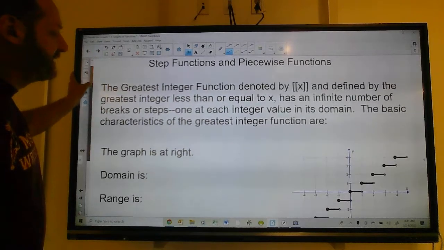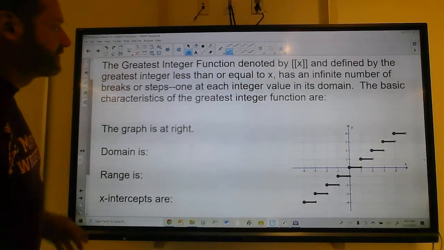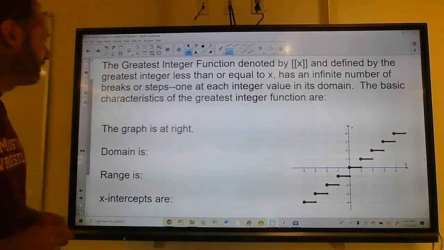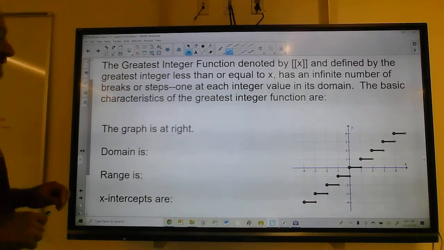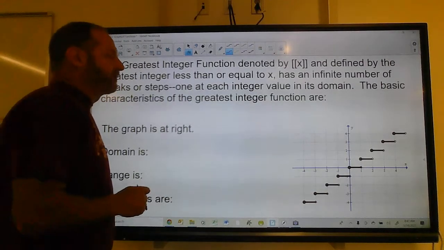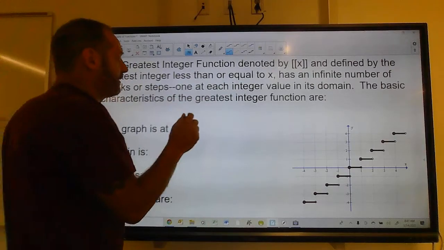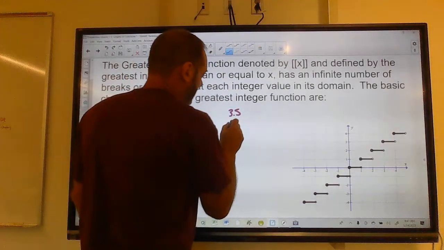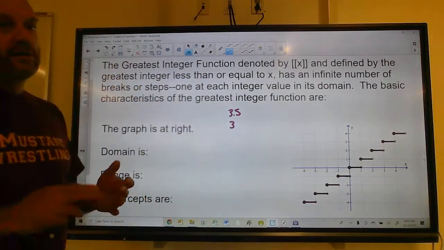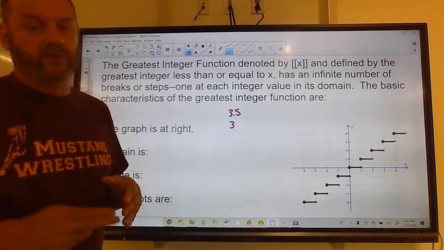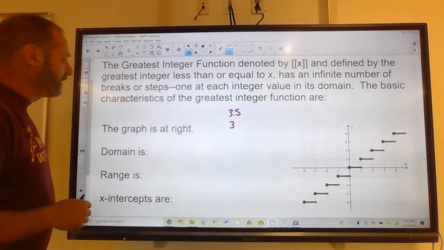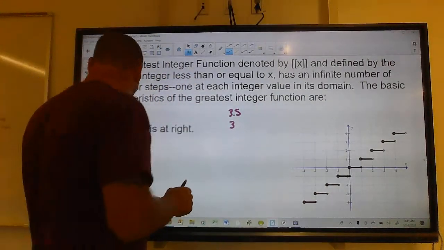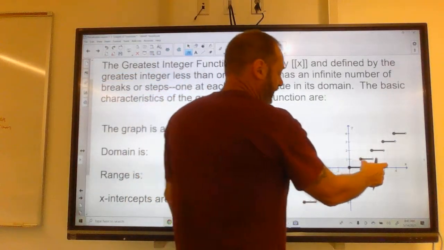Okay, step functions and piecewise functions. So the greatest integer function, which is kind of written like this sometimes, is defined by the greatest integer less than or equal to x. So what that means is if I take the greatest integer function and I have the number 3.5, then the greatest integer less than that would be 3. Remember, your integers are -3, -2, -1, 0, 1, 2, 3, and so on, right?